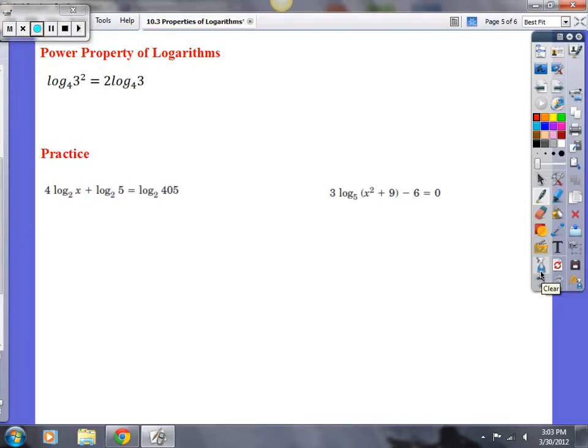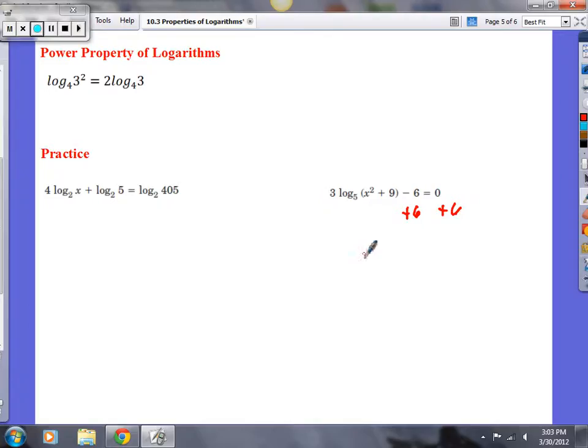Now this one's totally different. Let's solve for x. First move, let's add 6 to both sides. So you're going to have 3 times the log in base 5 of x squared plus 9, and that's equal to 6.